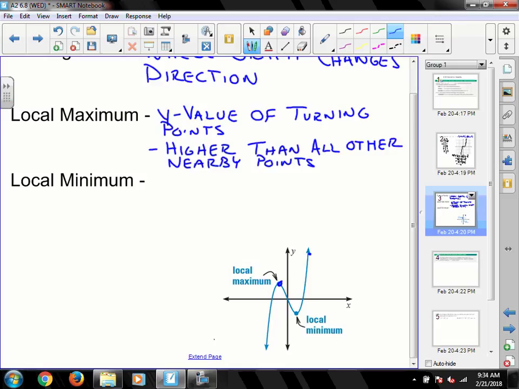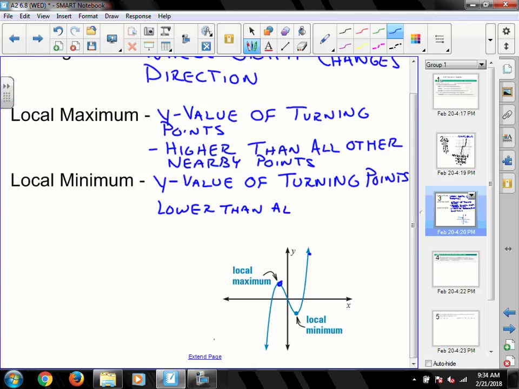Then a local minimum, again, is the y value of the turning points. This one is going to be lower than all other nearby points.